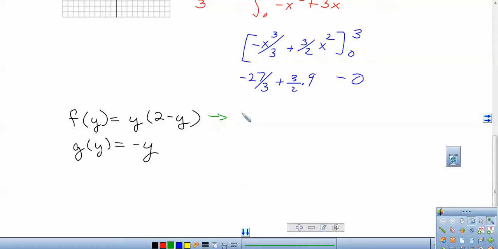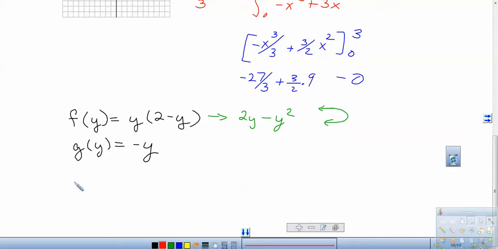First of all, I'm going to rewrite this as 2y minus y squared. And because y is squared, it means it's a parabola, but it opens actually to the left. Remember, when the y is squared, they either open left or right, and this one opens to the left because this is negative. And here, g of y is just negative y, so it's going to be a line. It's just a little weird to graph.